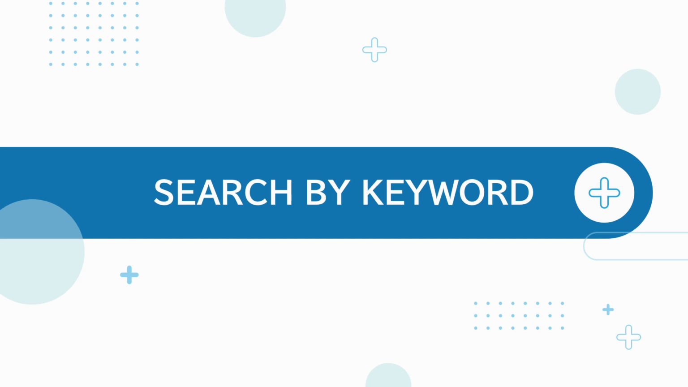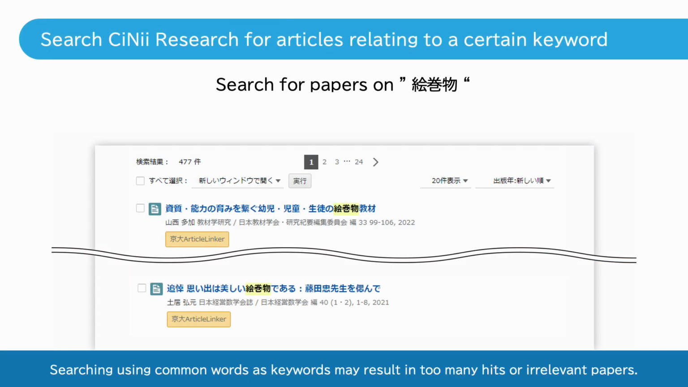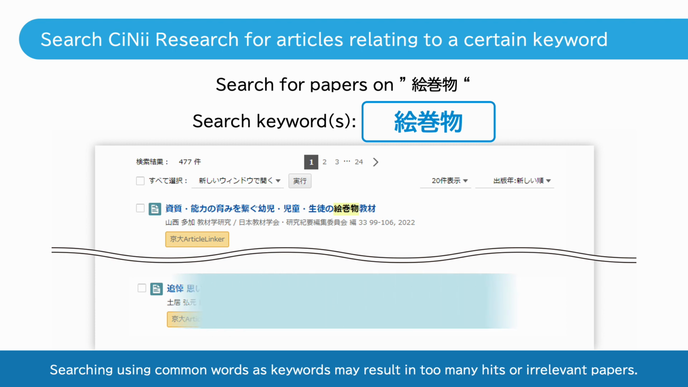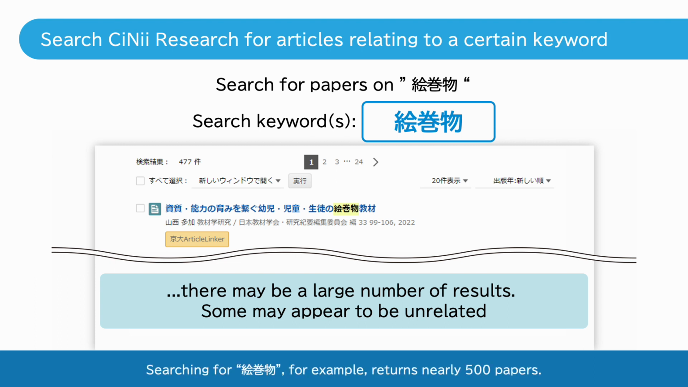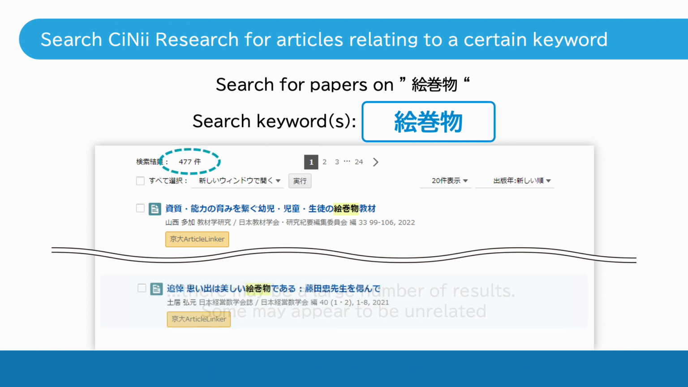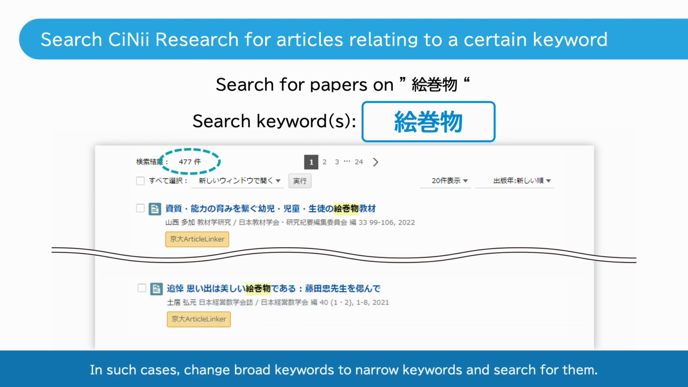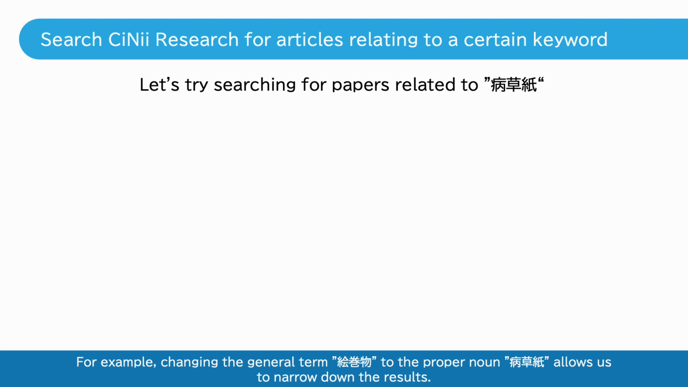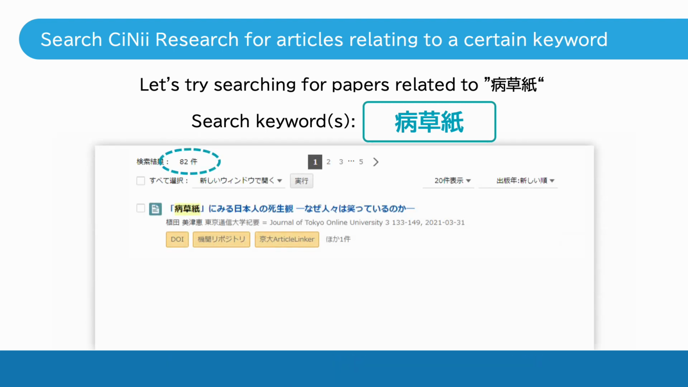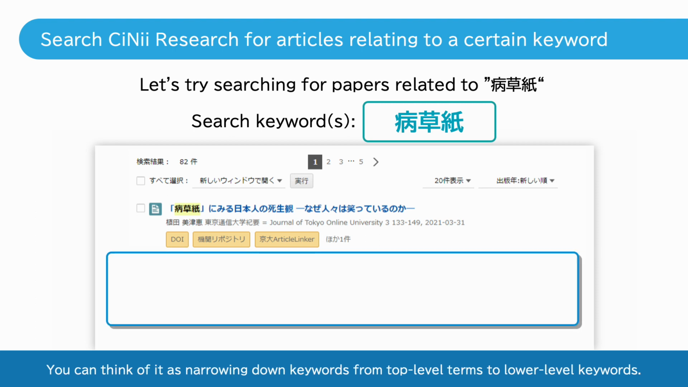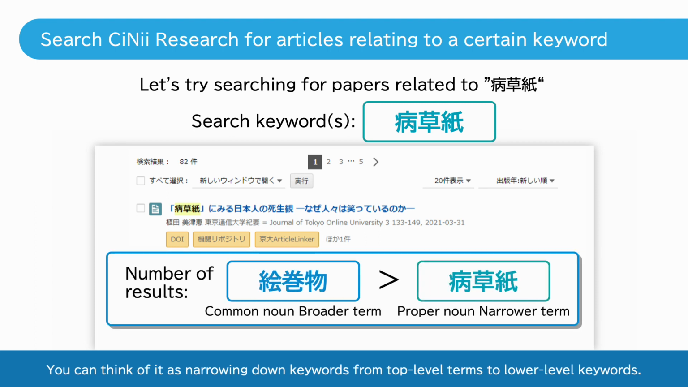Next, let's search for papers by keyword. Searching using common words as keywords may result in too many hits or irrelevant papers. Searching for imakimono, for example, returns nearly 500 papers. In such cases, change broad keywords to narrow keywords and search for them. For example, changing the general term imakimono to the proper noun yomai no soshi allows us to narrow down the results. You can think of it as narrowing down keywords from top-level terms to lower-level keywords.